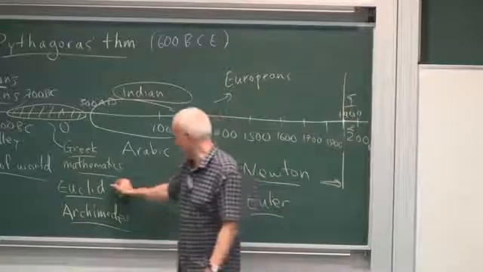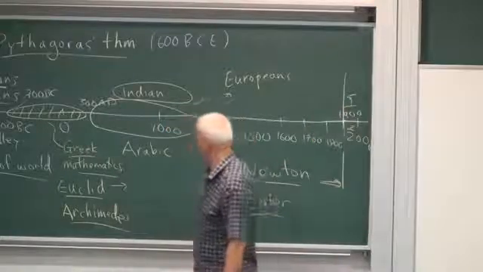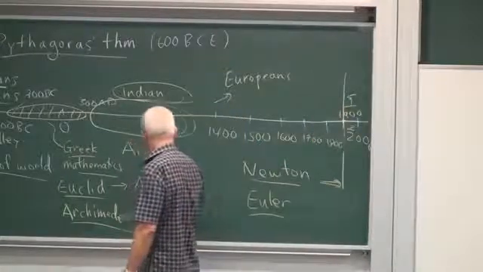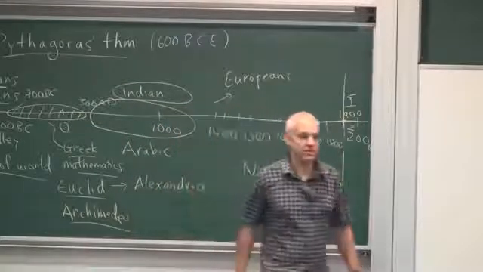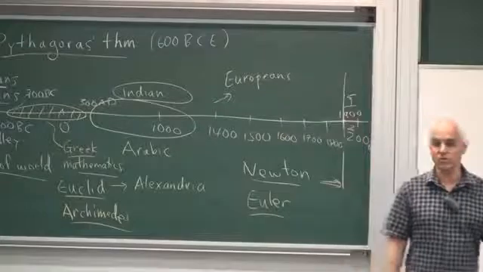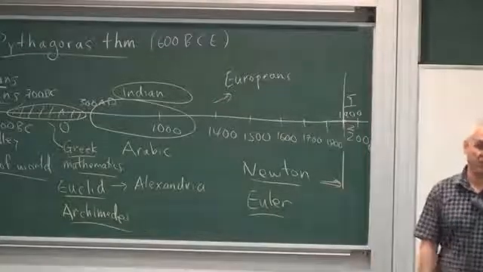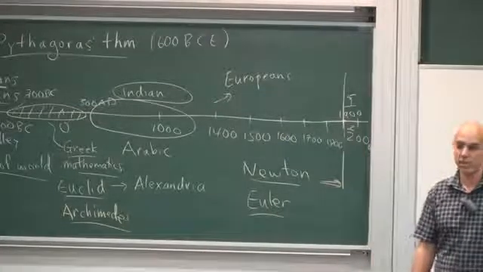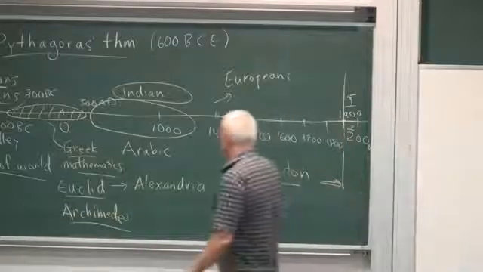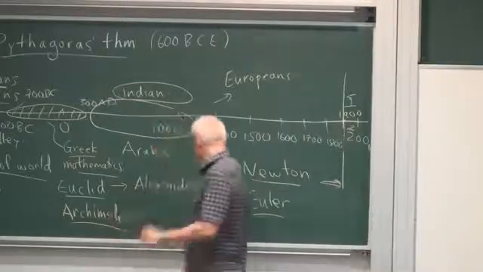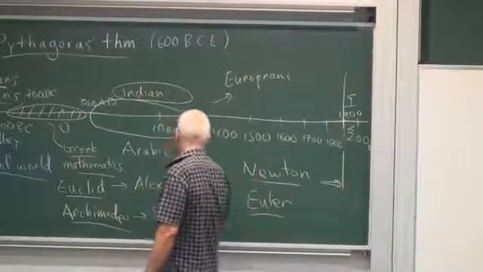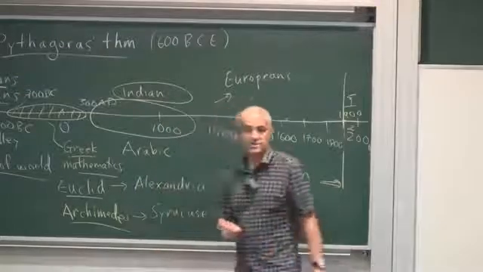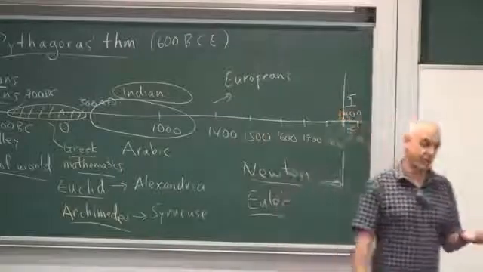For example, Euclid was mostly in Alexandria, the center of learning in Egypt, which was very important for many hundreds of years. And there was a big library there. And Archimedes spent a lot of time in Syracuse, which is in present-day Sicily, an island off of Italy.